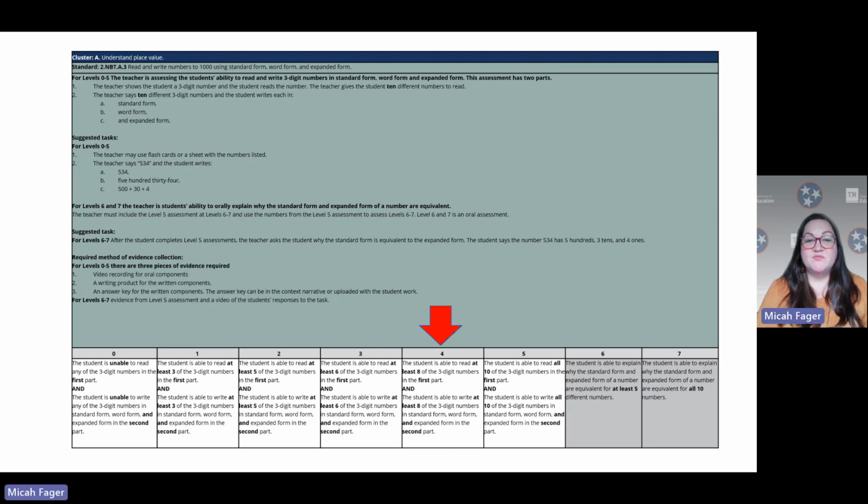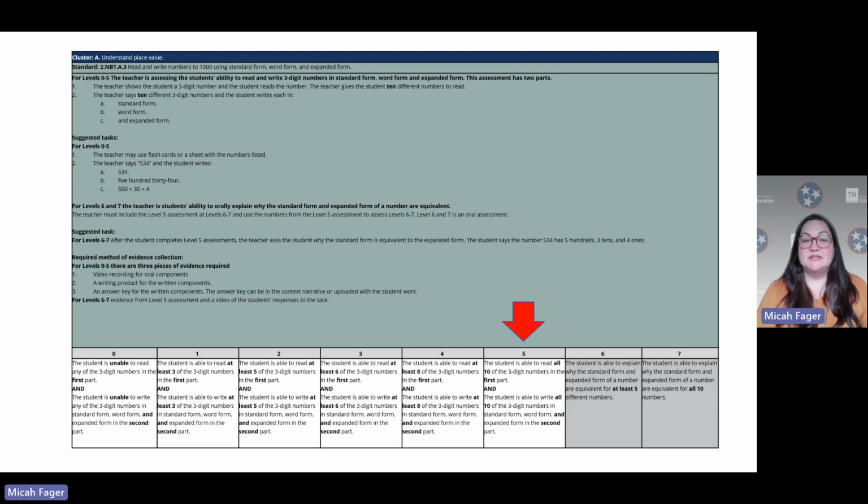For the student work to receive a level 4, the student is able to read at least 8 of the 3-digit numbers in the first part, and the student is able to write at least 8 of the 3-digit numbers in the 3 different forms for the second part. For the student work to receive a level 5, the student is able to read all 10 of the 3-digit numbers in the first part, and they are able to write all 10 of the 3-digit numbers in the 3 different forms for the second part.